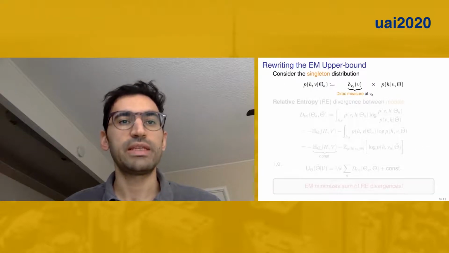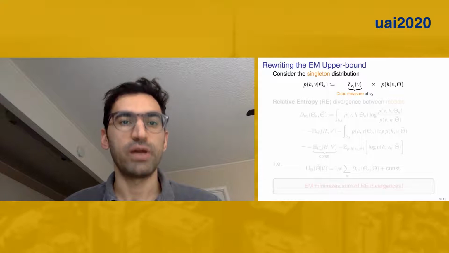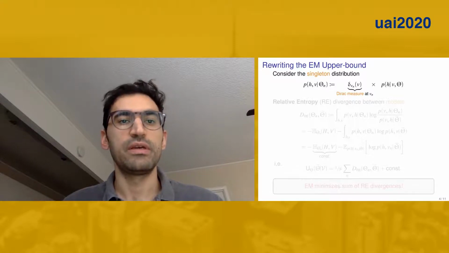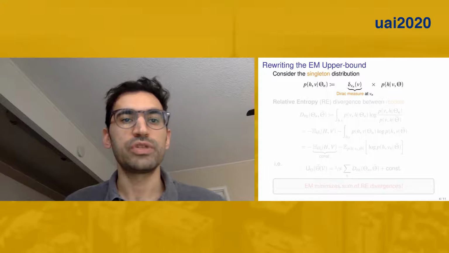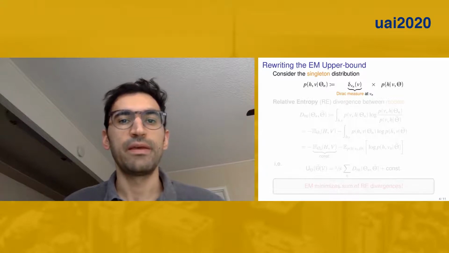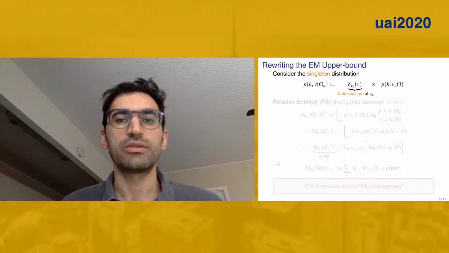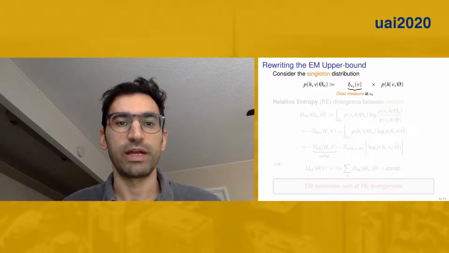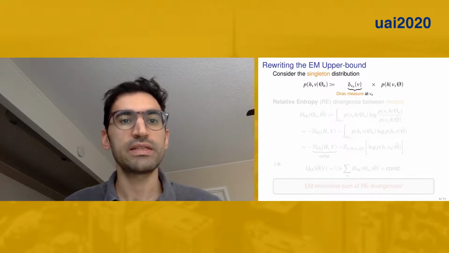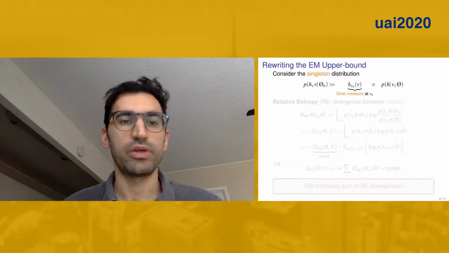We will now rewrite the EM upper bound in a way that will involve sum of divergences. First, consider the following joint distribution parameterized by theta n. It involves a Dirac measure centered at Vn over the visible variable, multiplied by the conditional distribution of the hidden variable given the visible variable. We call this the Singleton Distribution since it puts all the mass at a single point.